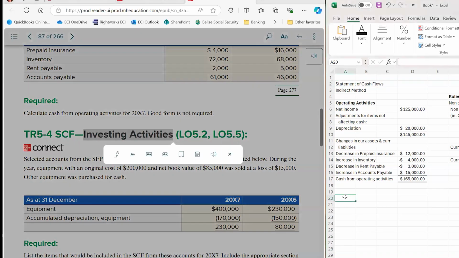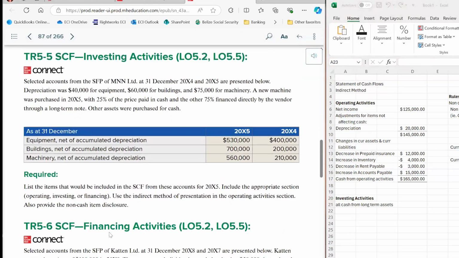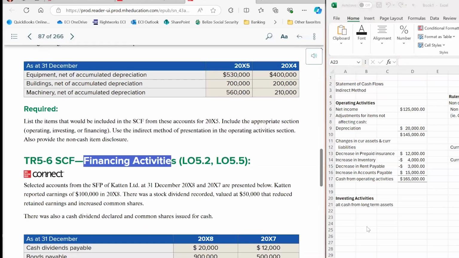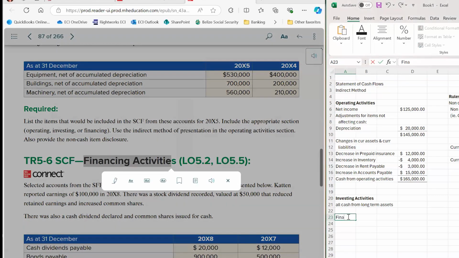So I'm just going to type this in Excel just to remind you. Investing activities is where you put all cash from long-term assets. So again, when we did operating activities, it was current assets and current liabilities. Investing is all cash from long-term activities. And then the last section of the cash flow statement is financing activities. And for financing activities, I'm just going to type it in here.